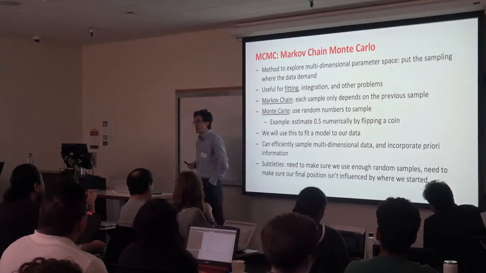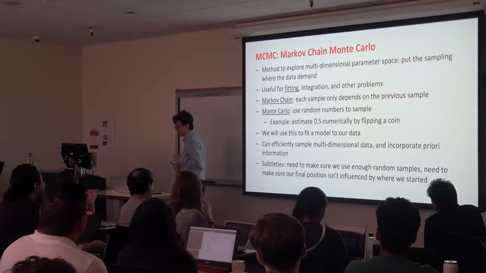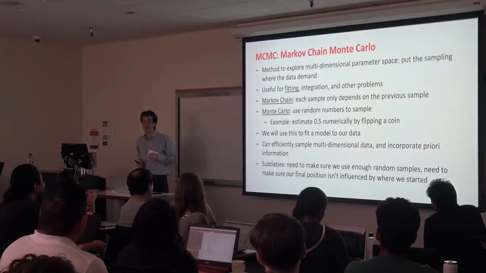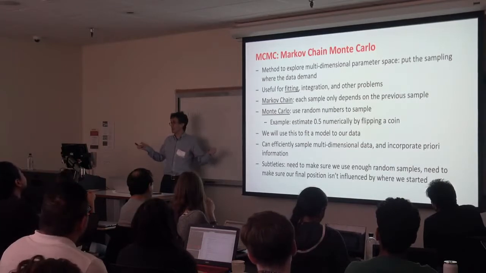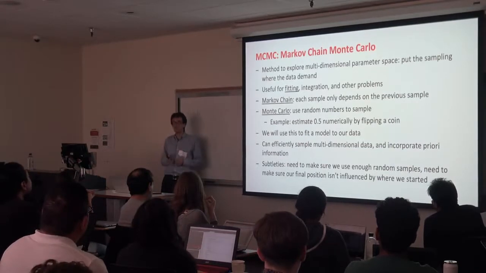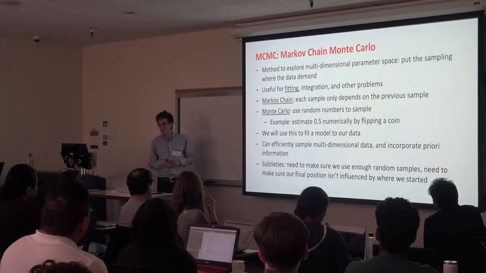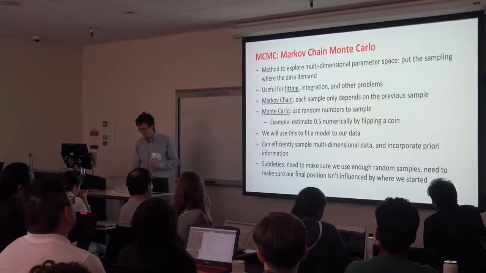You need to make sure you use enough random samples, right? If I try to estimate the value of a half and I only flip the coin once, I'm not going to do it super well. You also need to make sure that your final answer isn't determined by where your initial random number started. But if you do those two things and you use some basic checks, you can use these MCMC techniques to do lots of really interesting stuff.